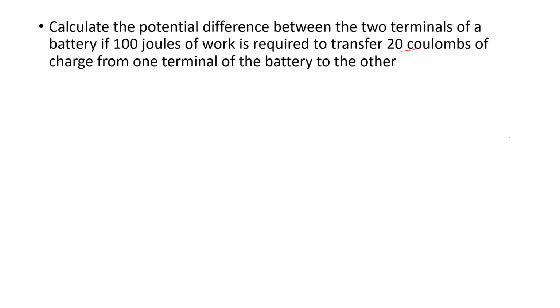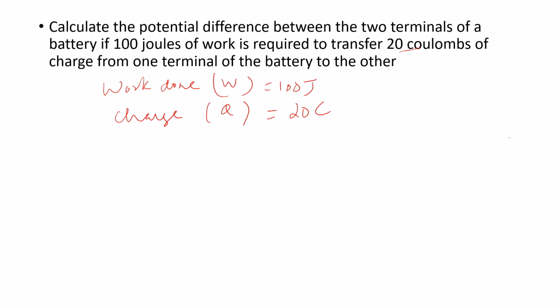So let us write down whatever is given. We have to find out the potential difference, and here the work done is given. Work done W is equal to 100 joule. Now the charge Q equal to 20 coulomb. And now potential difference V equal to W by Q. So 100 joule divided by 20 coulomb. So 20 and this will get cancelled, 5, and joule per coulomb is equal to volt. So the potential difference is equal to 5 volt.